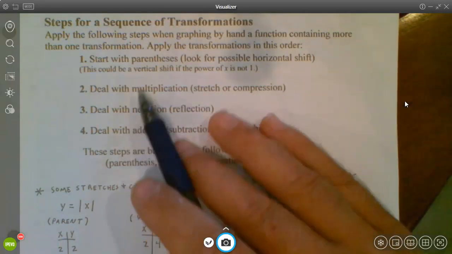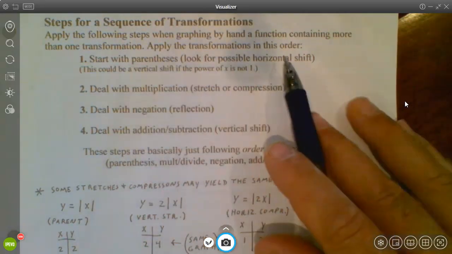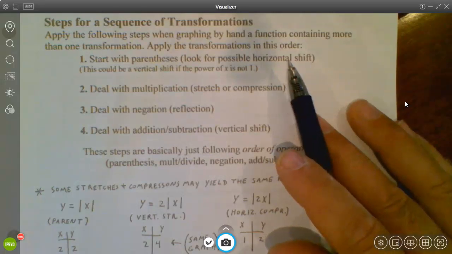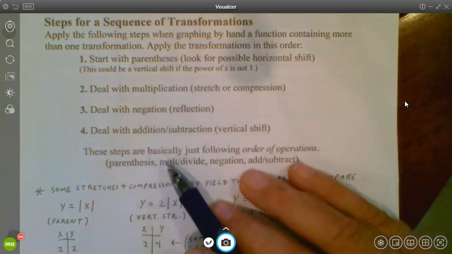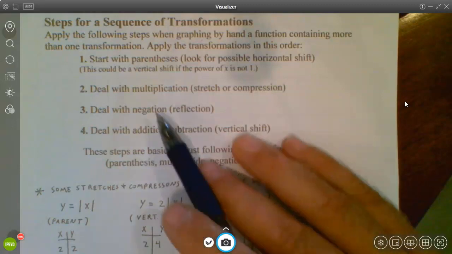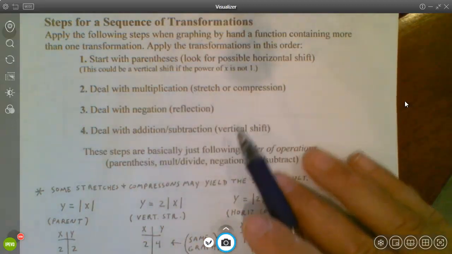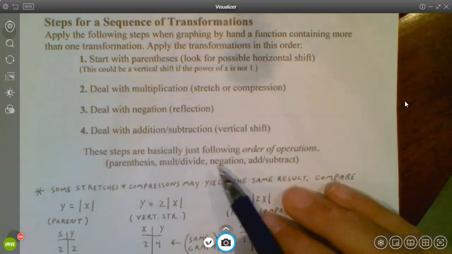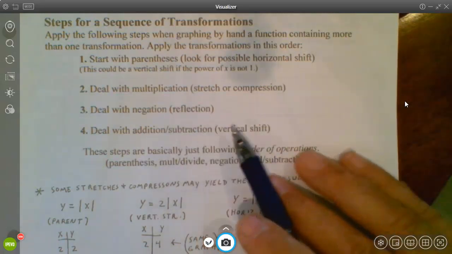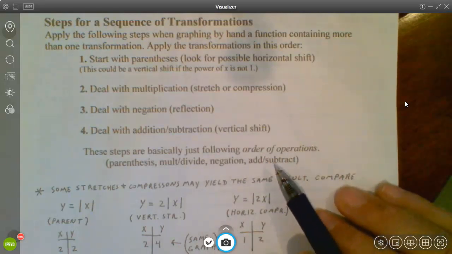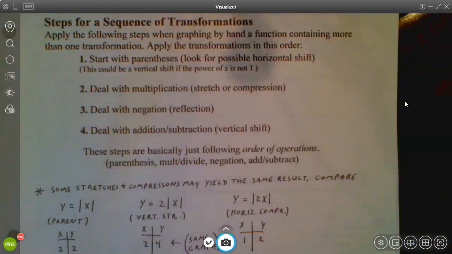So we have to deal with our parentheses first, right? Which would typically mean a horizontal shift, something we have to take a look at. Next would be multiply and divide, which we just talked about up above, which is your stretch or compressions. Then you would do your negation or reflections, and then last, always last, would be a vertical shift, which is the addition and subtraction, which are the top two rules on that table up above.